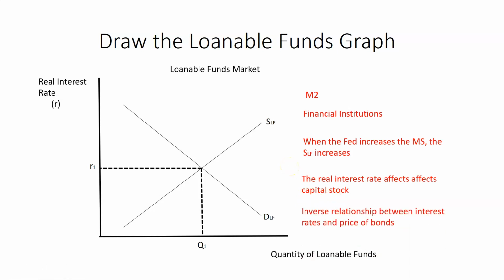And lastly, there's an inverse relationship between interest rates and bond price. Bonds and the loanable funds market are two different forms of investment, so see them as substitute goods. If you have an increase in the real interest rate, that means I'm able to get a rate of return that's a good investment. And so if the real interest rate goes up, my demand for bonds will go down, and so the price of bonds will go down, and vice versa.